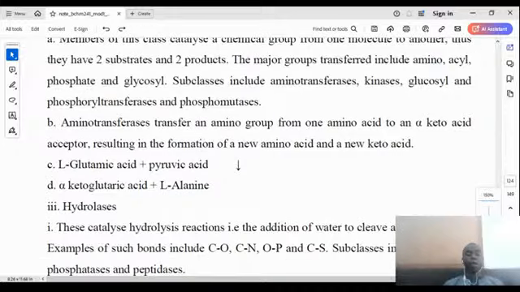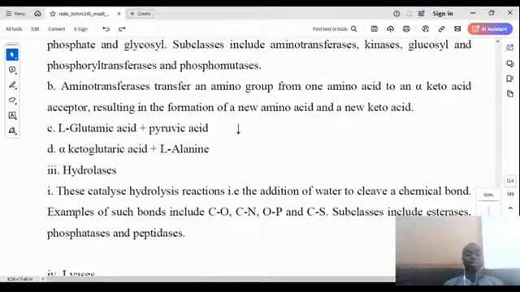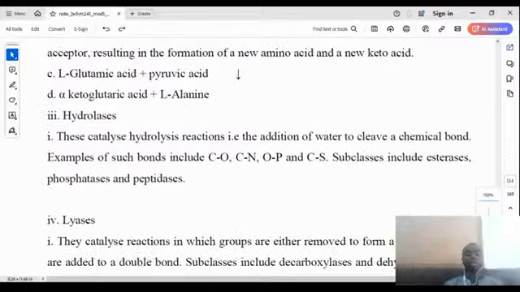We have hydrolases, and these are enzymes that catalyze reactions involving hydrolysis, that is to say, addition of water to cleave a chemical bond. Examples of such bonds that are cleaved are carbon-oxygen, carbon-nitrogen, oxygen-phosphorus, and carbon-sulfur groups. Subclasses include esterases, phosphatases, and peptidases.